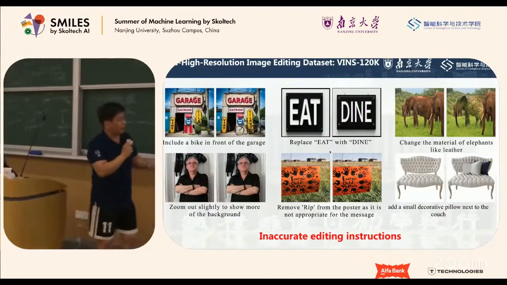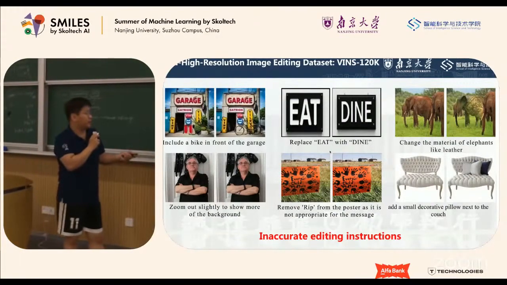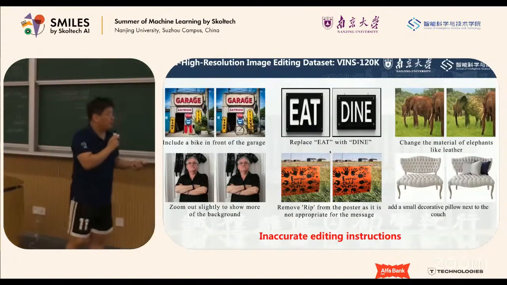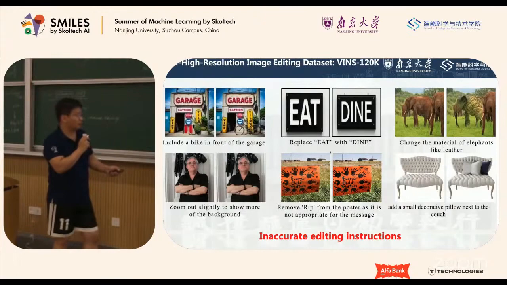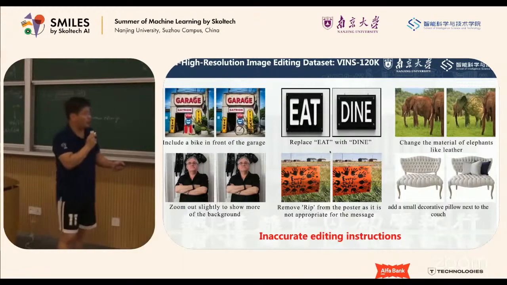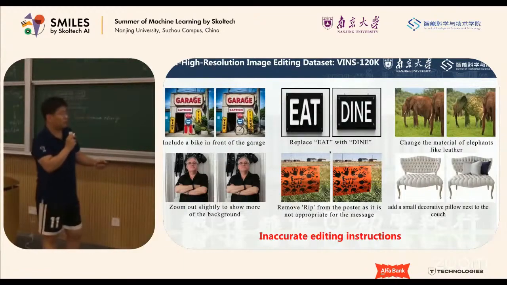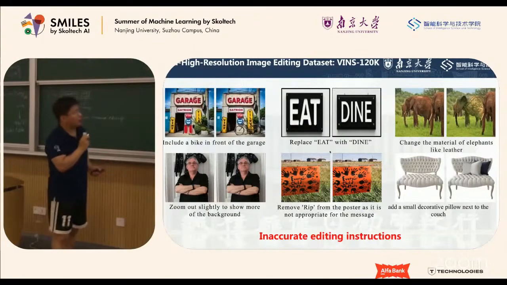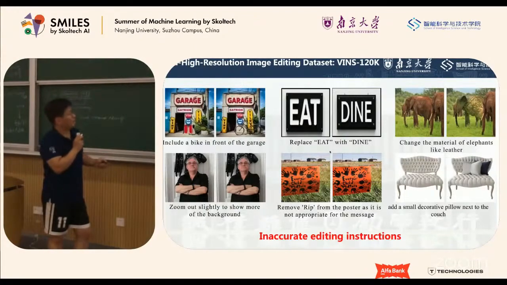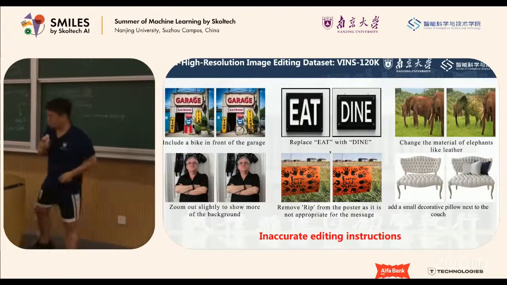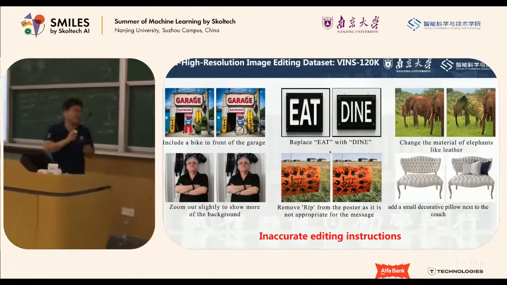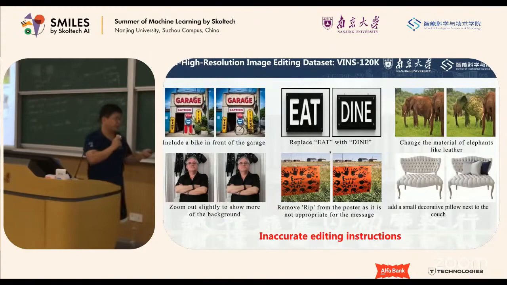For example, in this example, the instruction is just add one small pillow next to the couch. But you can see that the ground truth has add two pillows. So this is not accurate. And also you can see here the change the material of elephants. But it just changed one elephant, but there is another elephant. So the instruction and the ground truths are not consistent. That leads to the inaccurate editing.